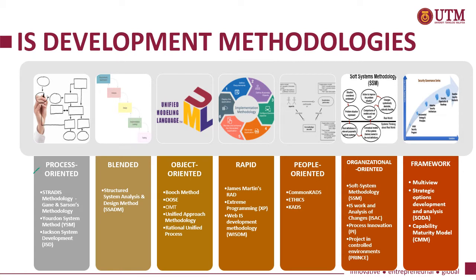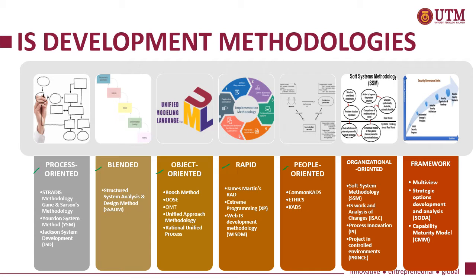Number 1, process-oriented. For example, Stradis methodology, Gane and Sarson methodology, Yourdon system method, and Jackson system development. Number 2, blended. For example, structured system analysis and design method. Number 3, object-oriented, such as Booch methods, OOSE, OMT, Unified Approach Methodology, and Rational Unified Process. Number 4, rapid. For example, James Martin's RAD, Extreme Programming, and WebIS development methodology.